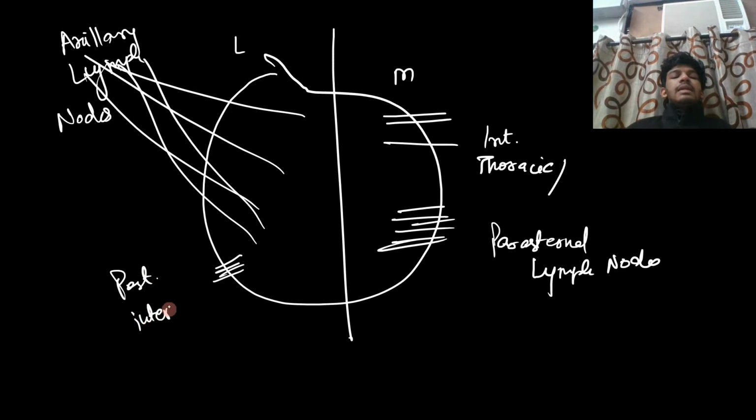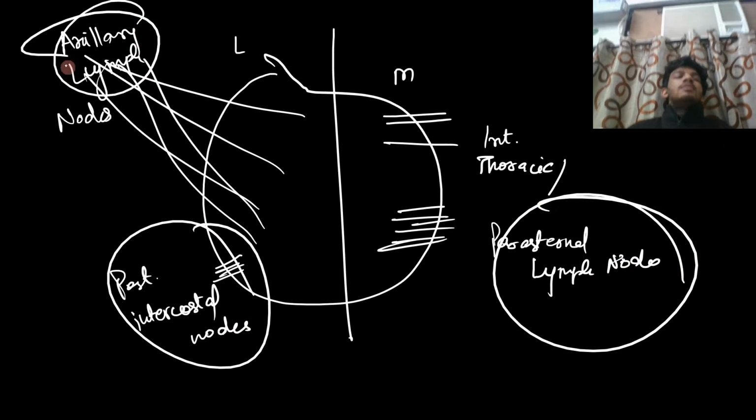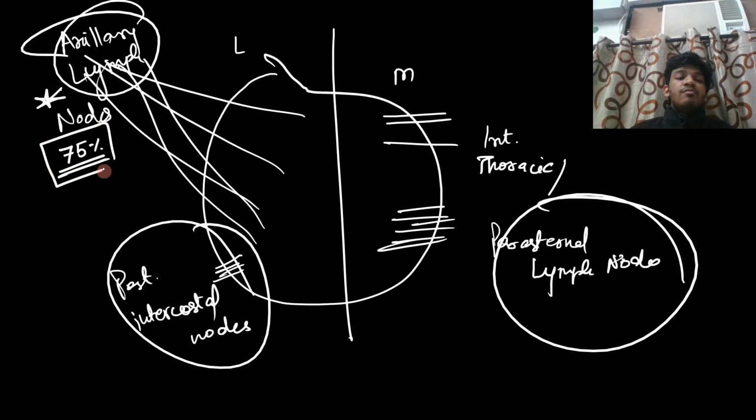So these are basically the three groups of lymph nodes that will surround the breast and drain it, out of which the main lymph nodes are the axillary lymph nodes. They will drain 75% of the lymph of the breast. 20% will be drained by parasternal lymph nodes and 5% will be drained by the posterior intercostal lymph nodes. Okay, this is the first thing.